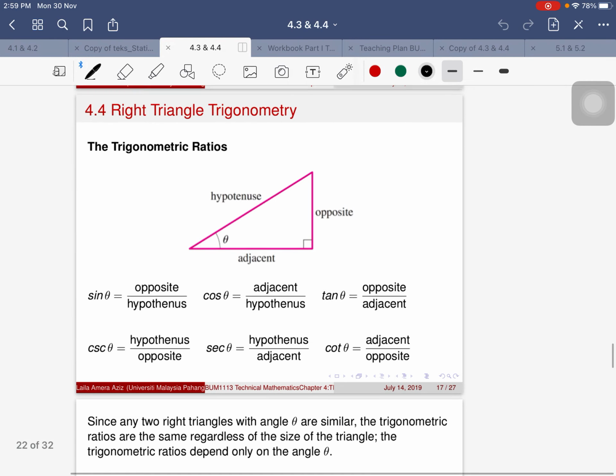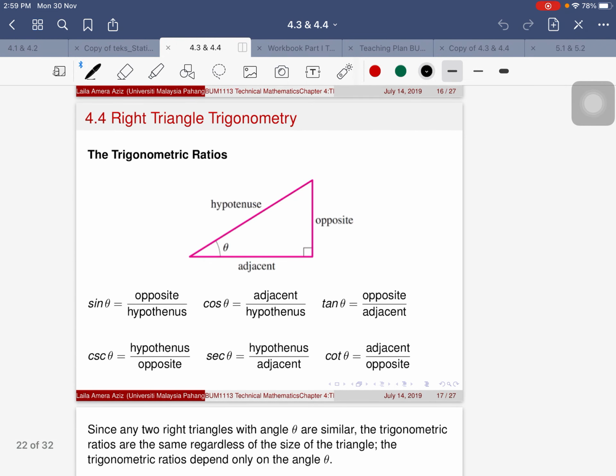Okay, next we're going to talk about topic 4.4, which is known as right angle trigonometry. So we're going to talk about trigonometric problems that concern a right angle triangle. So basically, what is a right triangle? A right triangle, or right angle triangle, is a triangle for which one of the angles is a right angle. A right angle is 90 degrees.